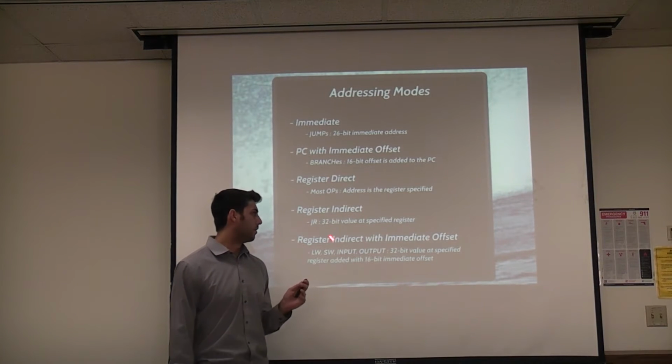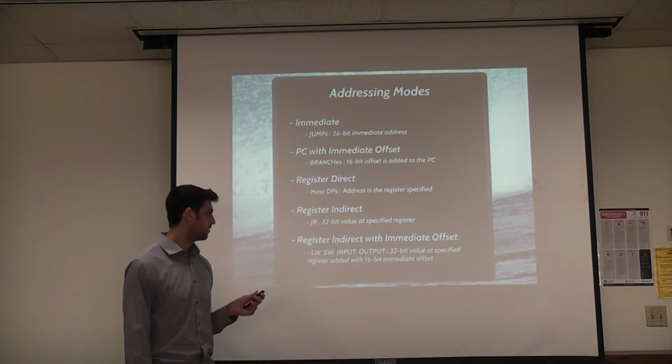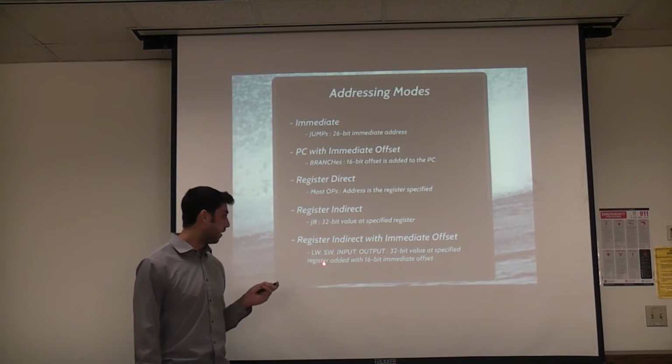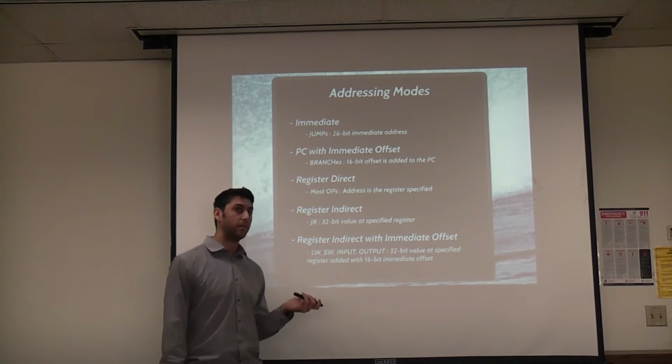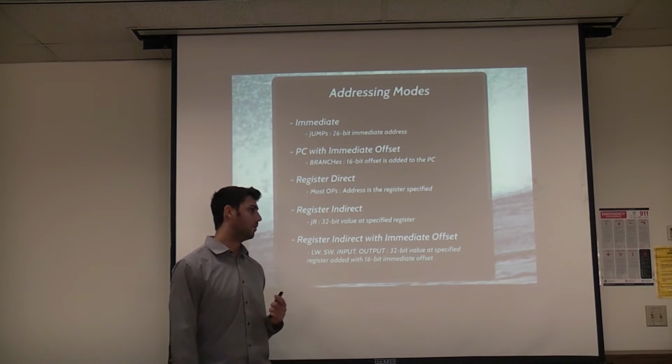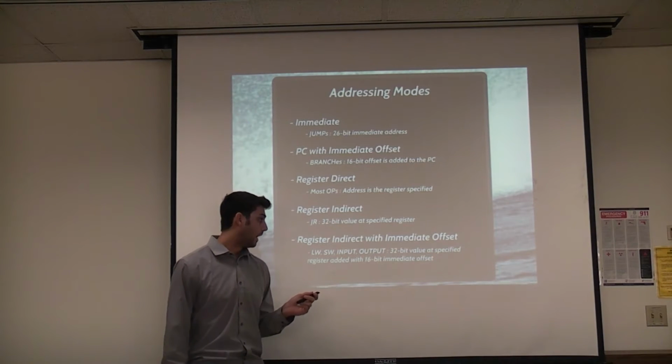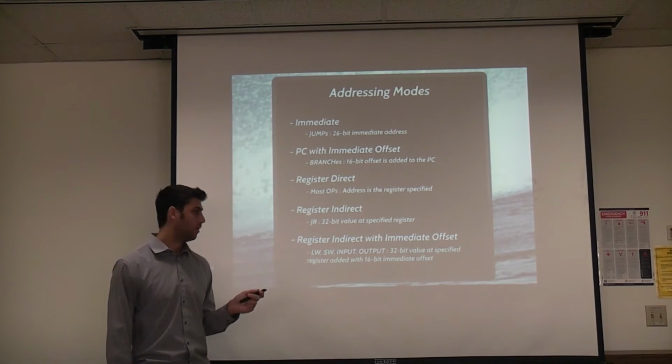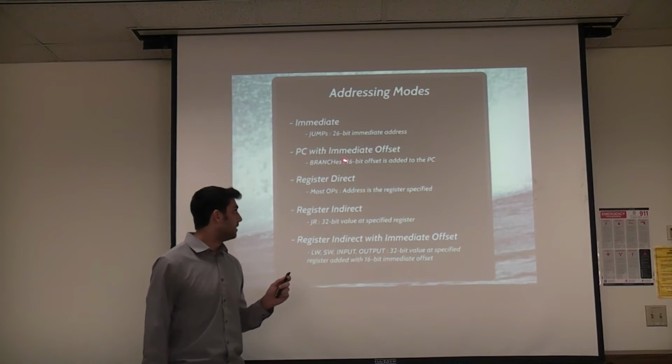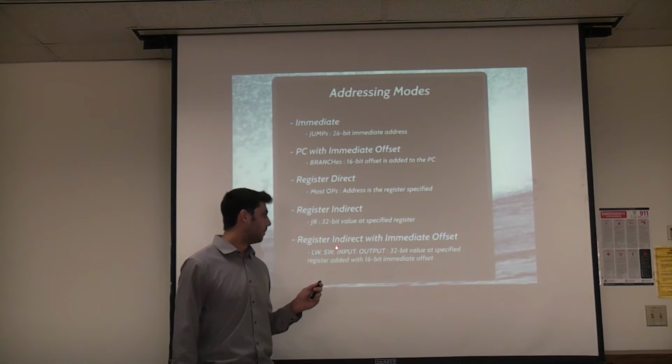We also have a register indirect, where the address we are concerned with is not the register, but the value inside of the register. This is currently used for the jump register instruction. And lastly, we have register indirect with immediate offset, and this is used for load words, store words, and reading and writing to the I/O. Similar to the PC with immediate offset, except the register value is going to be used as the base.